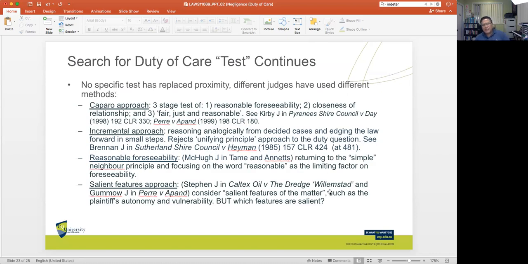So what it means is that the search for a duty of care test actually continues. A lot of different judges have used different methods. In the case of Caparo, the approach was to have a 3-stage test of reasonable foreseeability, closeness of relationship, meaning proximity, but then the question of whether it would be fair, just, and reasonable to impose this particular duty of care upon the defendant under the circumstances.